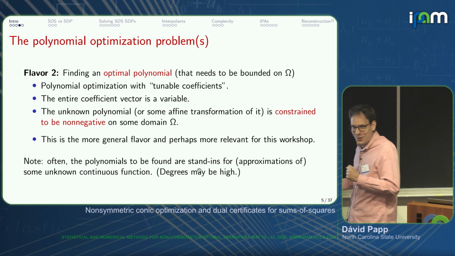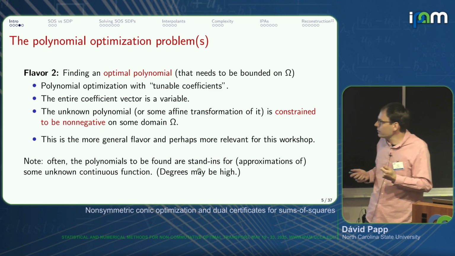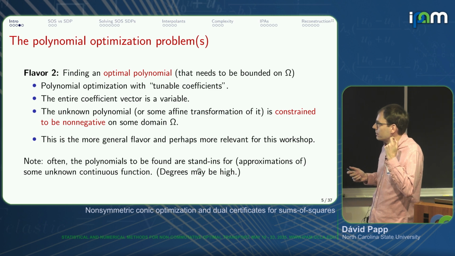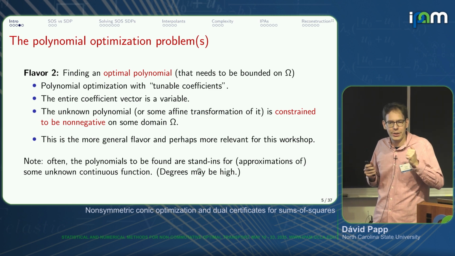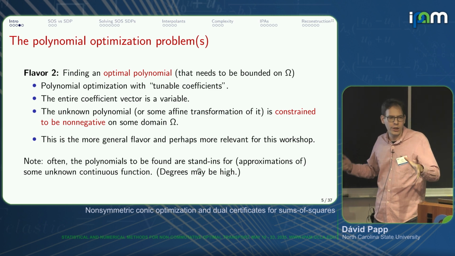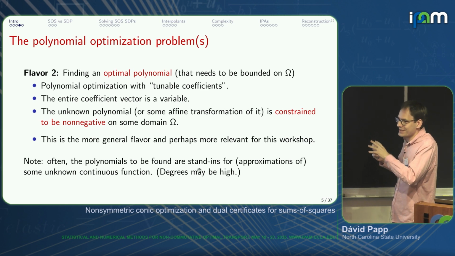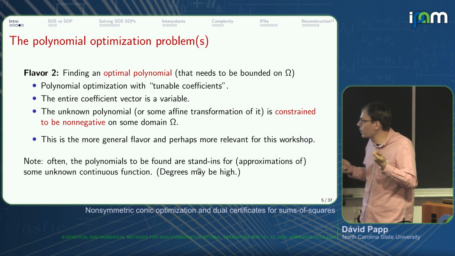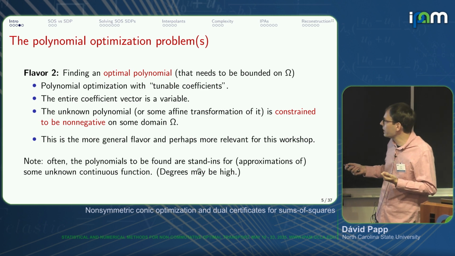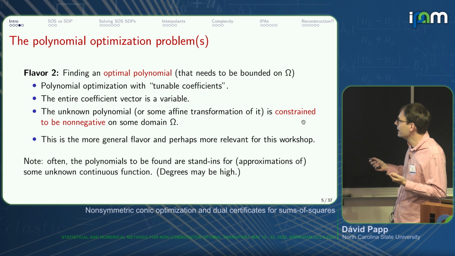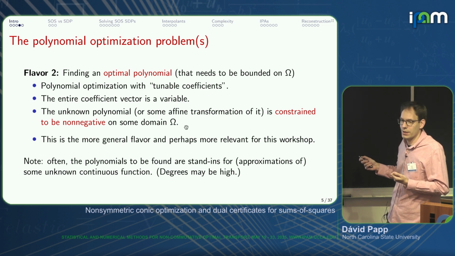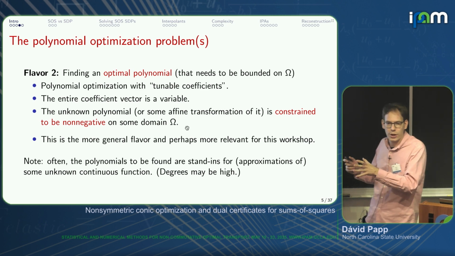There's another flavor of polynomial optimization, which is arguably even harder. And that's when we are optimizing a polynomial in the sense of trying to find an optimal polynomial that satisfies all sorts of constraints. And this becomes similar to this first flavor when at least one of the constraints is that this unknown polynomial or some affine transformation of it must be non-negative on some domain. Okay, so now I'm not given a polynomial.